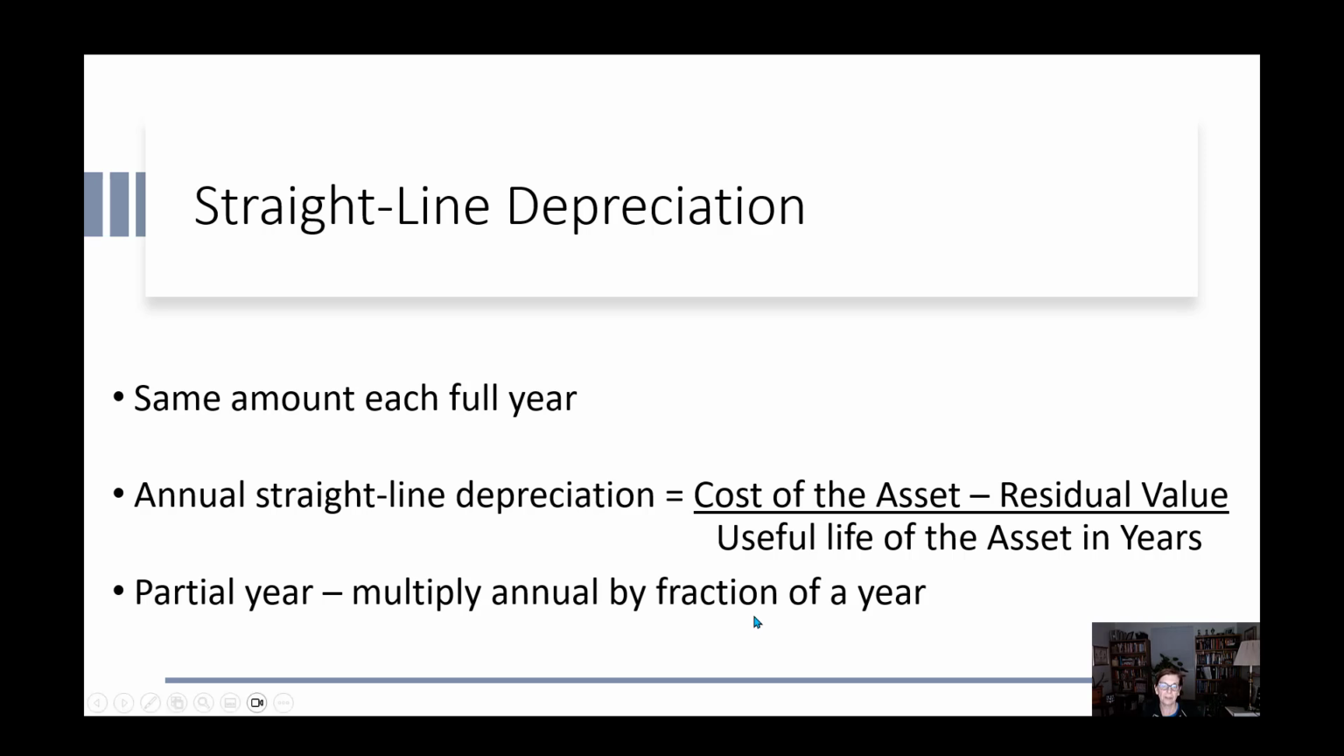That's another possibility. But if we were looking at a partial year and we needed to multiply by a fraction, say you bought an asset on November 1st, and you were at December 31st, then you would have to take your annual straight line depreciation and multiply that by 2/12, 2 months for November and December.